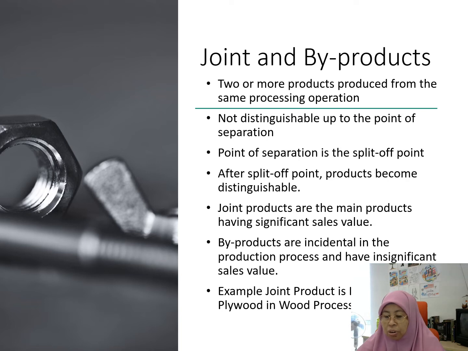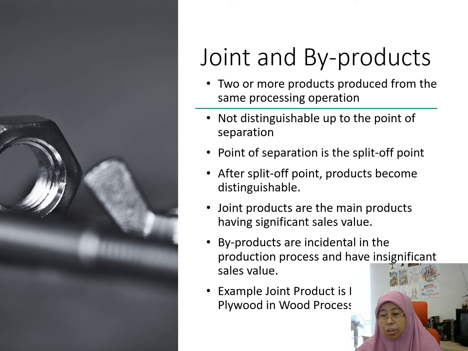So the joint products actually involve two or more products produced from the same processing operation. So it is not distinguishable up to the point of separation. So the joint products are generated from a single production process that uses common inputs. So the joint products usually have a significant economic value.